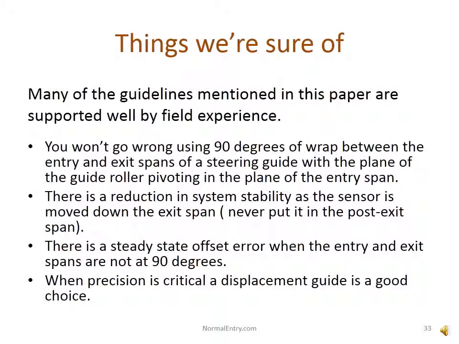There are some things we're sure of and are well supported by field experience. You won't go wrong using 90 degrees of wrap between the entry and exit spans of a steering guide, with the plane of the guide roller pivoting in the plane of the entry span. There is a reduction in system stability as the sensor is moved down the exit span. Never put it in the post-exit span. There's a steady state offset error when the entry and exit spans are not at 90 degrees. And when precision is critical, a displacement guide is a good choice.